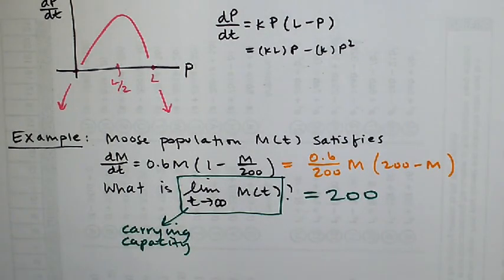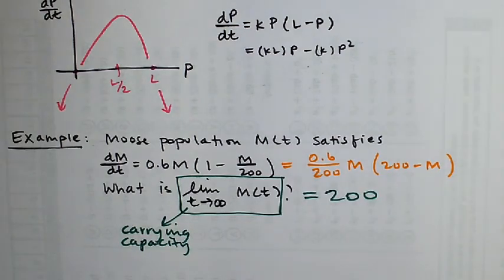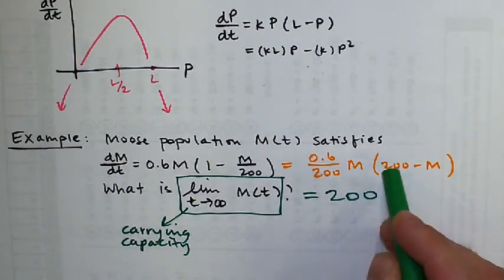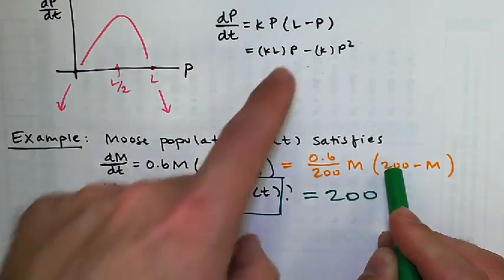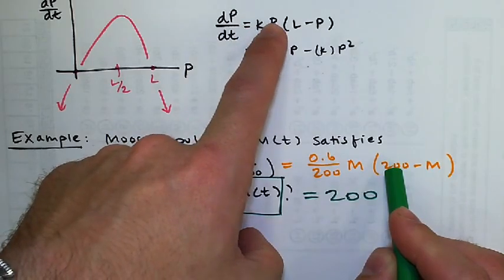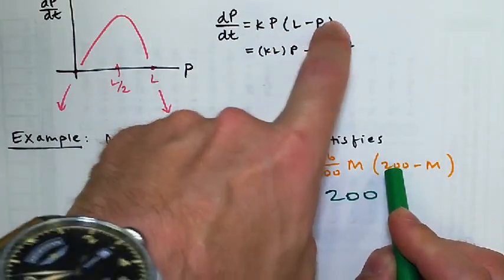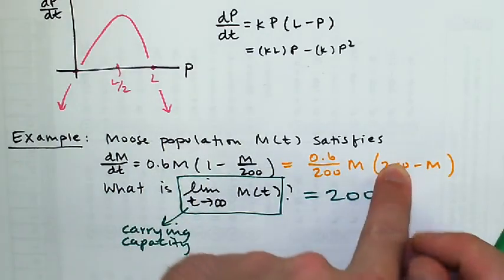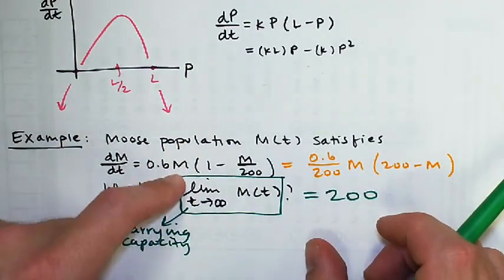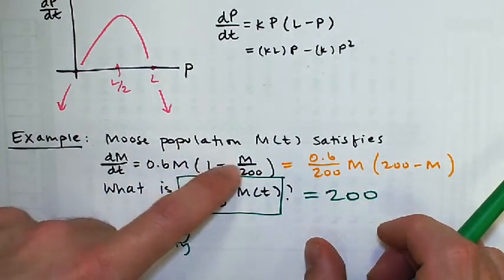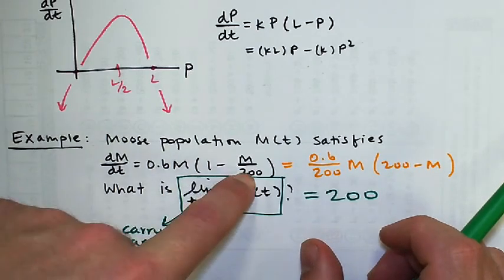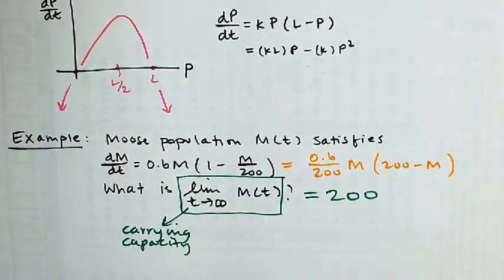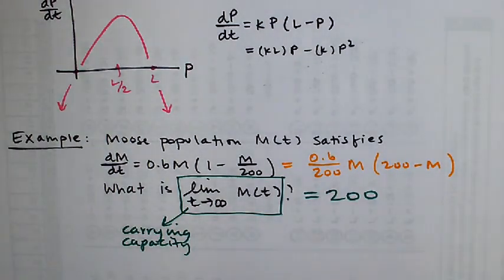Oh, wait, question over here? Okay, so the question was where specifically did I pull that from? And, oh, you can't see my mouse. I got this 200 from right here, because remember, the form is number times P times the carrying capacity minus P. So that means that this number is the carrying capacity. It also means that if you see number, dependent variable, 1 minus dependent variable divided by something, that's also going to be the carrying capacity. So I'm just extracting that number, making that choice and moving on with my life.